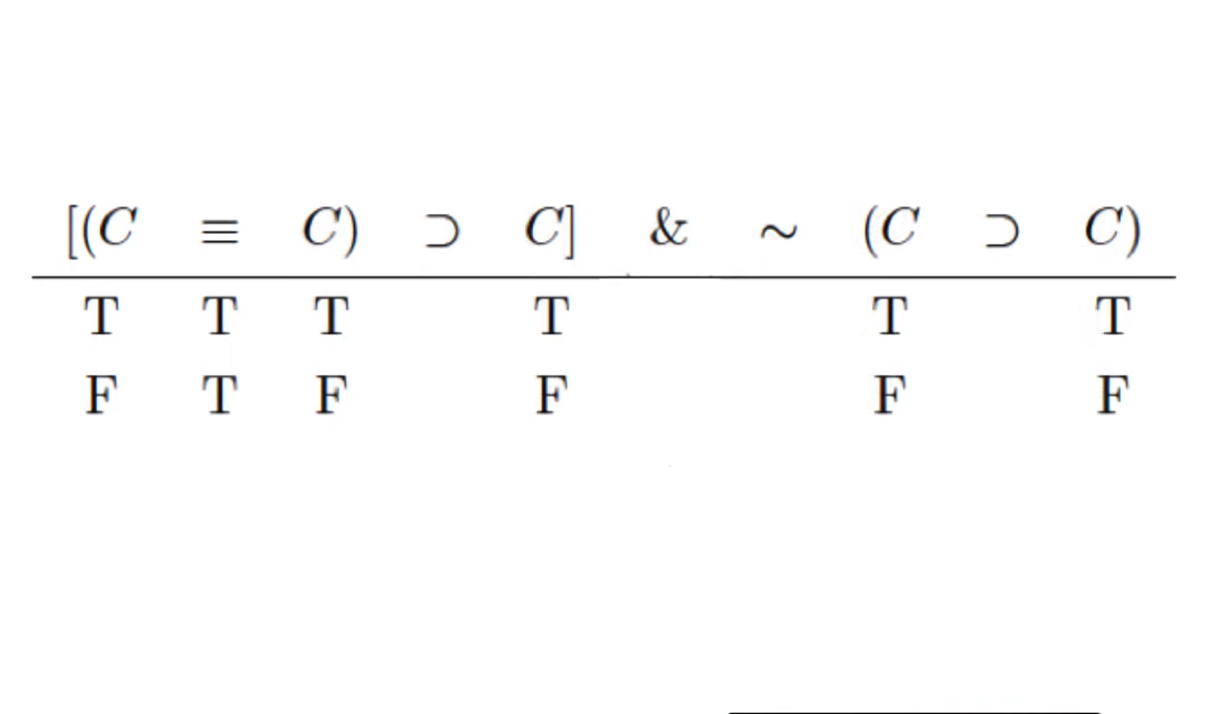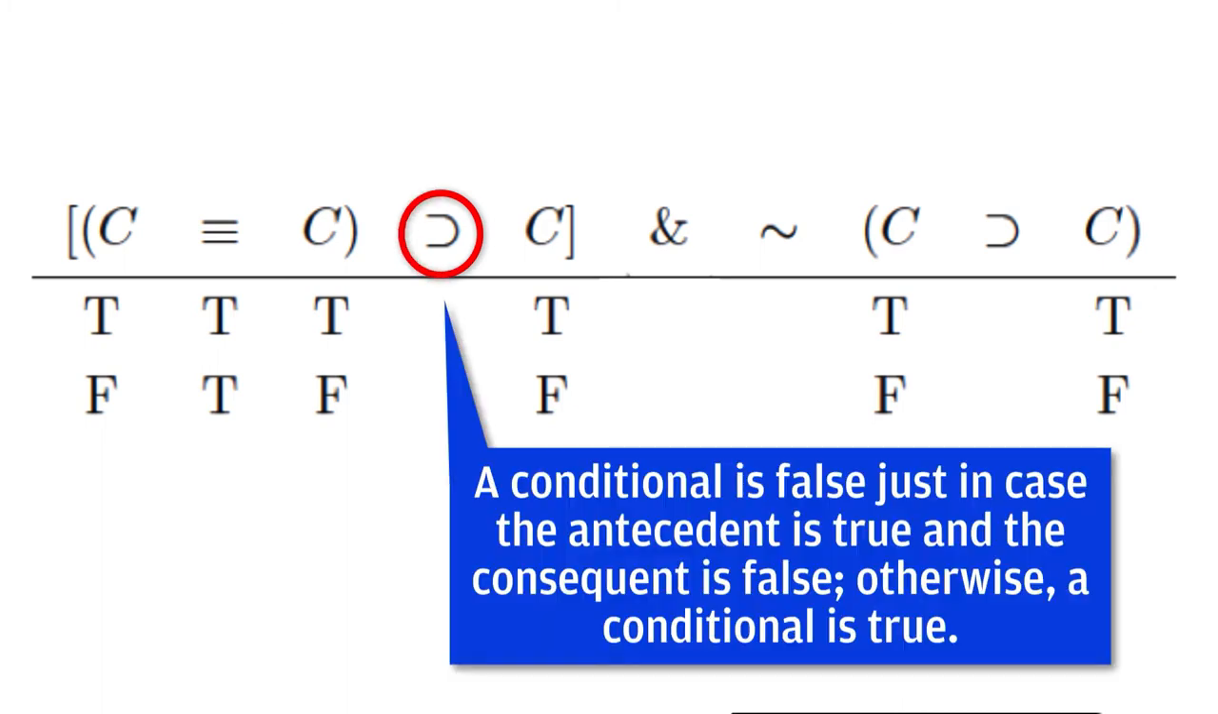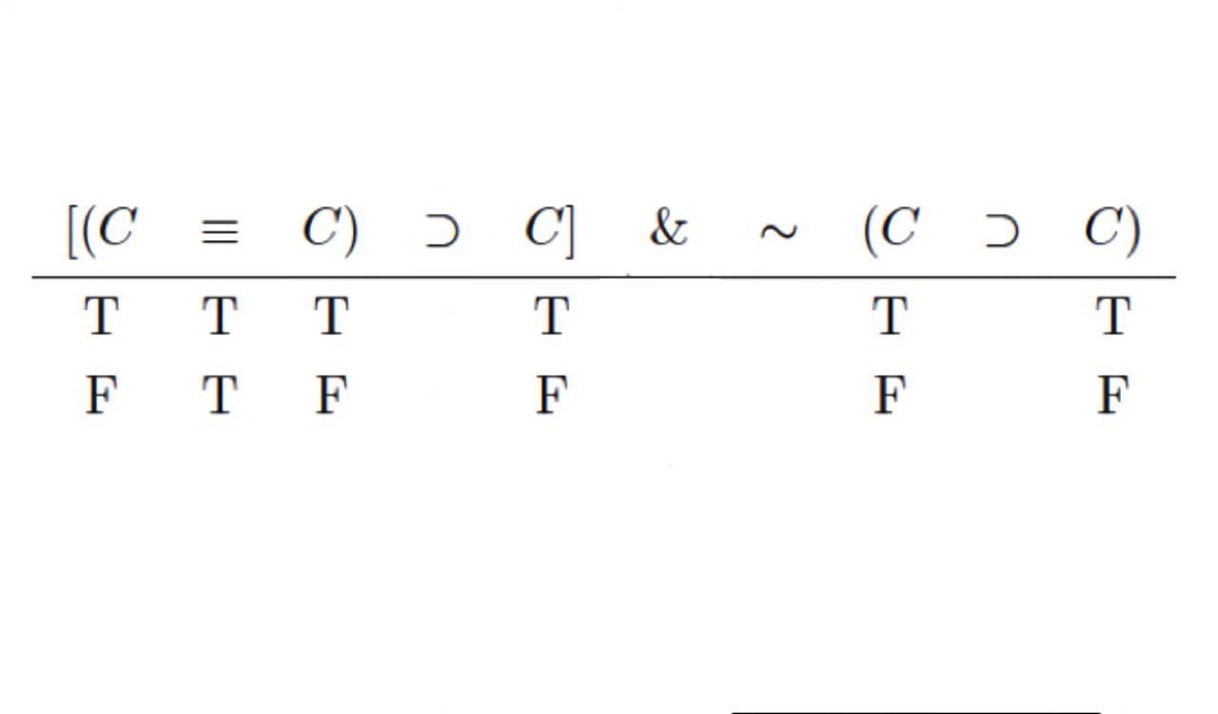Let's now move to the connective with the next greatest scope, the conditional within the conjunct on the left. The rule for conditionals states that a conditional is false just in case the antecedent is true and the consequent is false. Otherwise, a conditional is true. Well, what does the truth table indicate? In the first row, both the antecedent and the consequent are true, so the conditional as a whole is true, which we'll input like this.